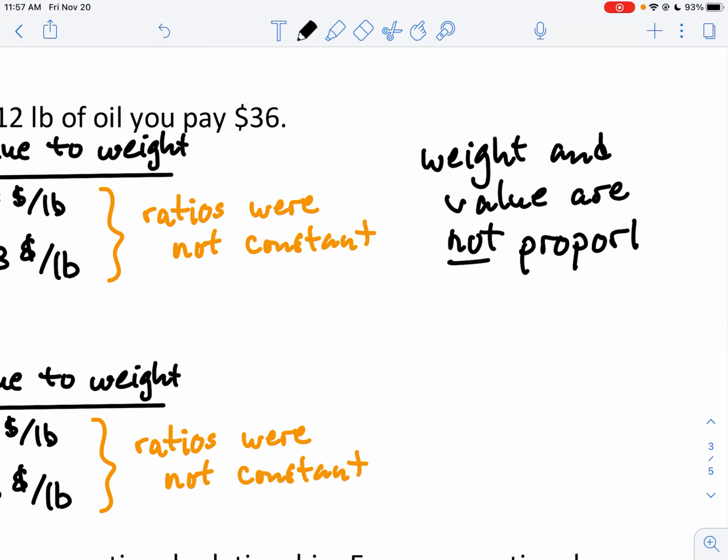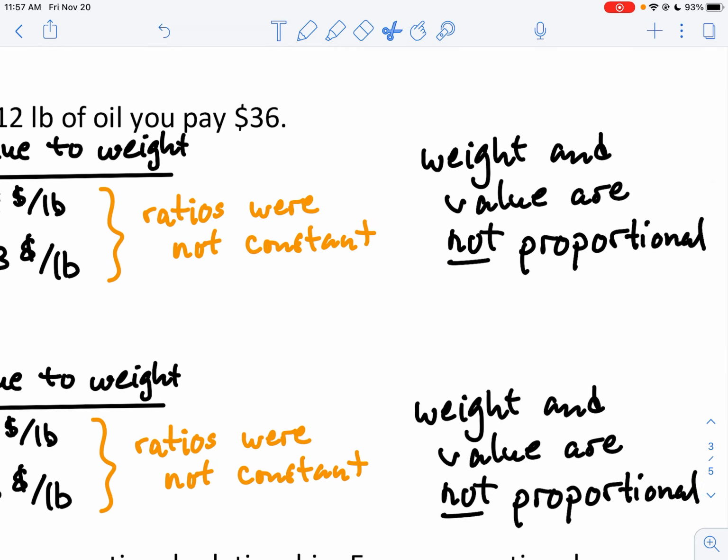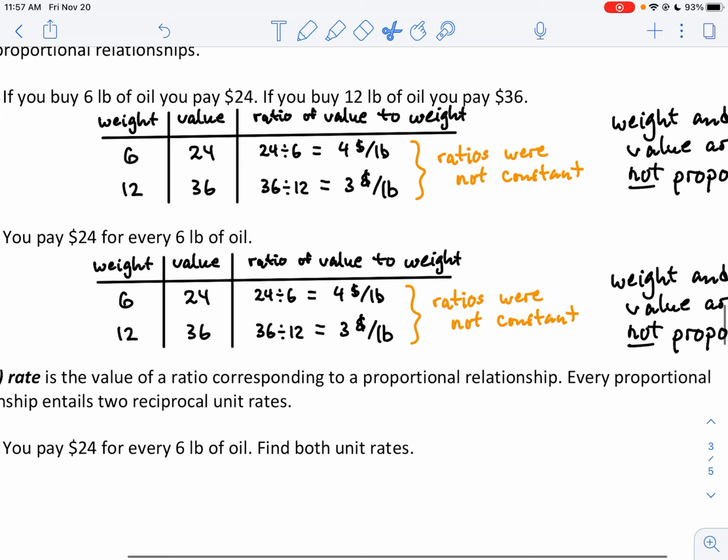I don't like that horrible handwriting, but you get the idea. Let me just proportional. And let's see what conclusions we've reached down here. So now you're paying $24 for every 6 pounds of oil. So we have to make a few edits. That's not going to be the correct price any longer.